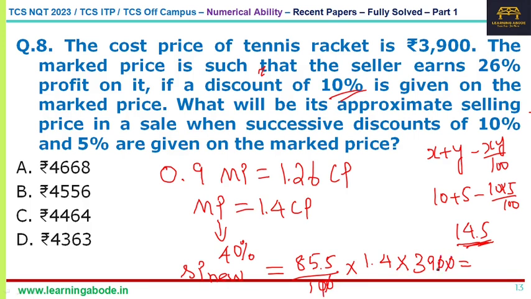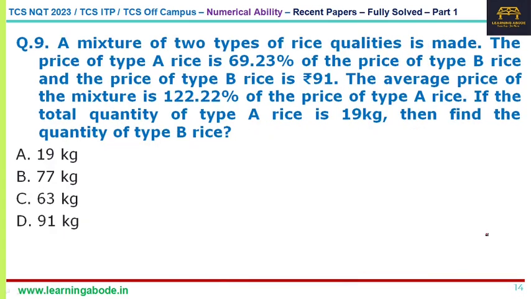So only this calculation is a time consuming one. 85.5 into 1.4 into 39, if you do this calculation you will get 4668.3. They're asking for an approximate value. Answer option A, 4668 is the answer for question number 8.